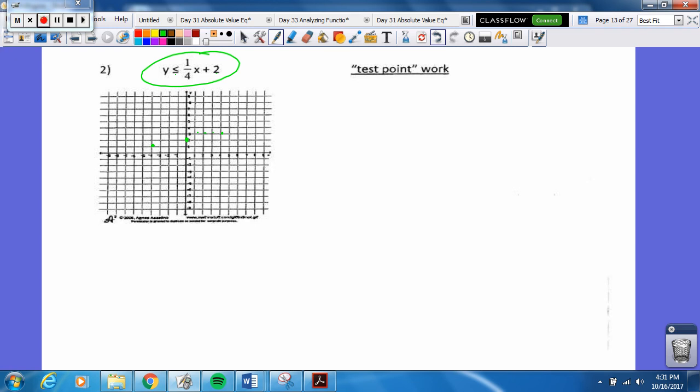Alright, so let's see where we're at. It's less than or equal to, so dotted or solid? We're doing a solid line. Connect the dots. Test point, 0, 0. See if we got it.